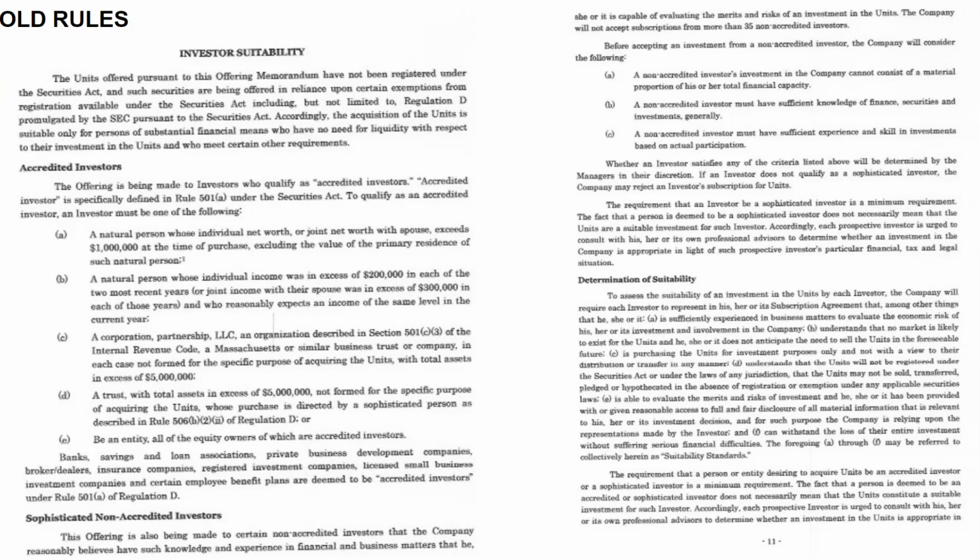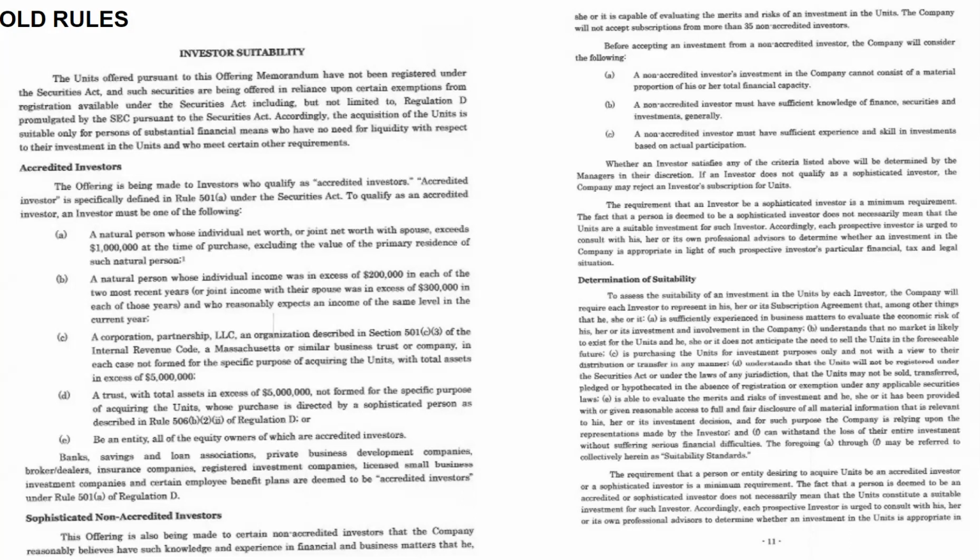So a sophisticated individual under the SEC's rules is a non-accredited, obviously, investor in a company. Before accepting an investment from a non-accredited investor, the company will consider the following. One, a non-accredited investor's investment in the company cannot consist of a material proportion of his or her whole financial capacity, basically. So for us, our rule is under 10% of your net worth. You can invest, that's fine.